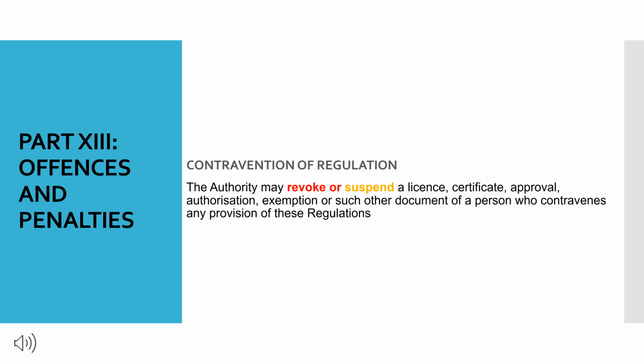Part 13. Offenses and penalties. Contravention of a regulation. The authority may revoke or suspend a license, certificate, approval, authorization, exemption, or such other document of a person who contravenes any provision of these regulations.